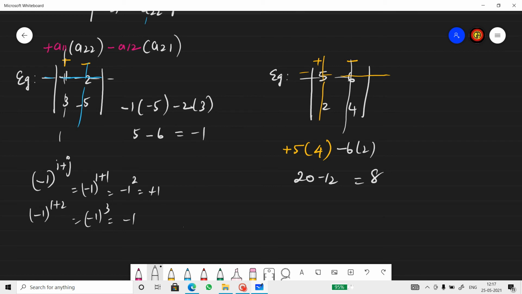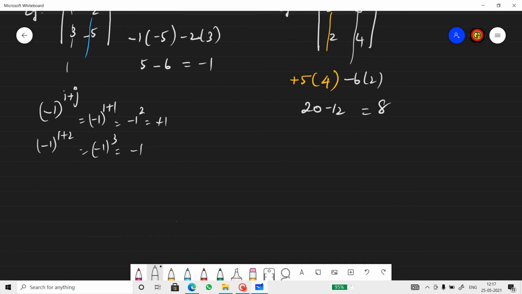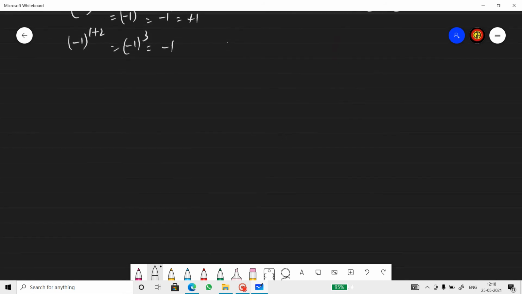Okay, this is the determinant for a 2 by 2. Now let's take the determinant for a 3 by 3 matrix.